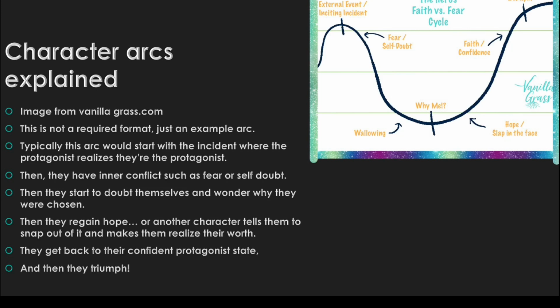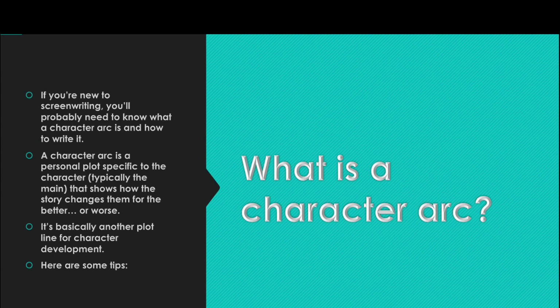Another way to write this would be to have them be punished for a choice they made or someone else made for them. Some more tips for writing a general character arc. It's basically a mini plot specific to the character that shows how they change for the better or worse.